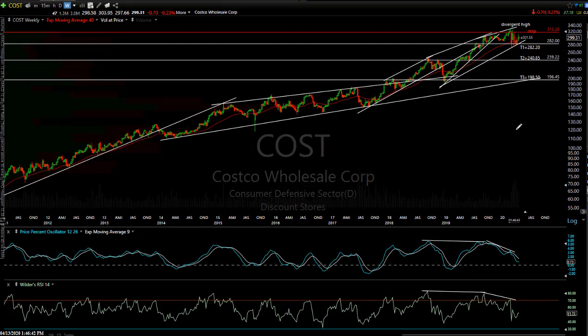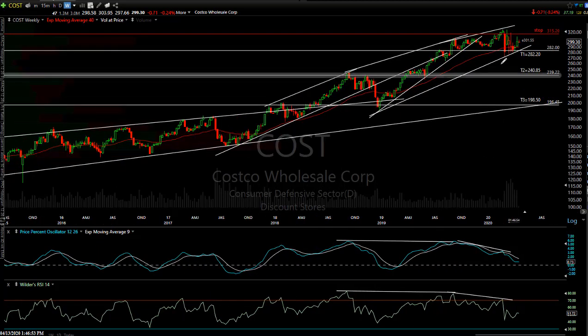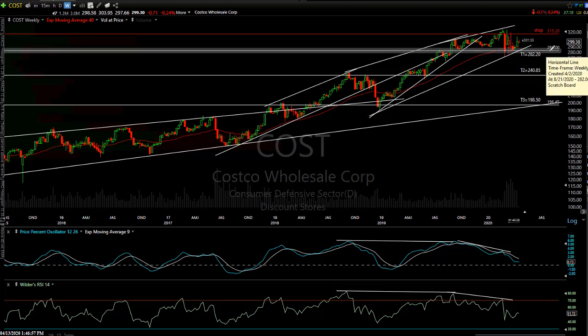Costco, we entered that. This is also based on the weekly chart. Entered at 301.55. We're about flat on it, 299. We'll call that flat right now. Not much else to say other than I'd really like to see this trend line and that 282 level go. That's the first target level, 282.